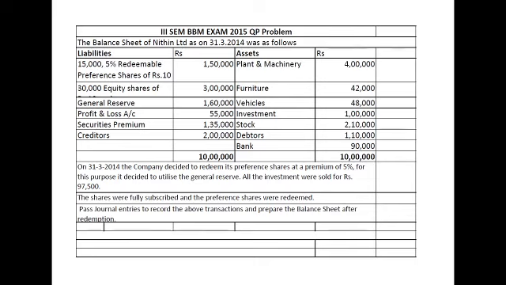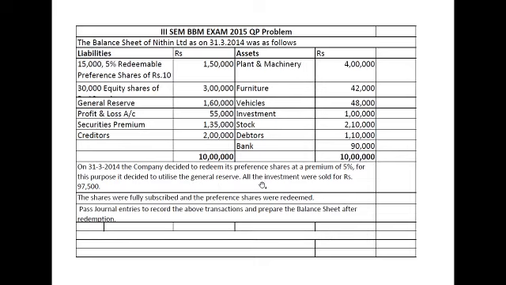And on 31st March 2014 the company decided to redeem the preference shares at a premium of 5%. So ಇಲ್ಲಿ redemption premium ಅಲ್ಲಿ ಆಗ್ತದೆ. So that point you have to note. And for this purpose, they have decided to utilize the general reserve. So how much fund is required for redemption? The entire amount can be utilized from the general reserve.